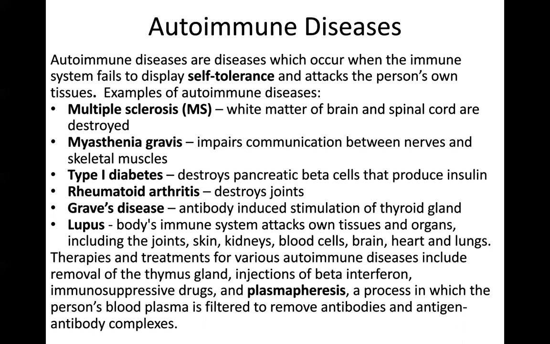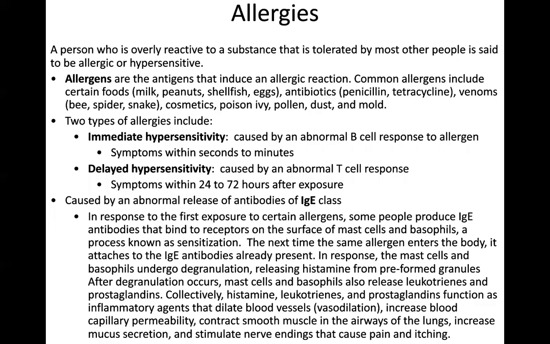Therapies and treatment for various autoimmune diseases include removal of the thymus gland, injections of beta interferons, immunosuppressive drugs, and plasmapheresis, which is a cool process where they filter the blood and remove antibodies and antigen-antibody complexes. And it would have to be done every so often to be effective. It couldn't just be a one-shot type thing.